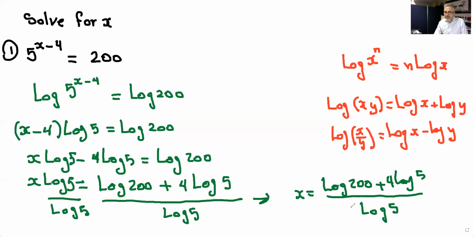And this is the exact value. If they want you to answer in decimal, just plug this into your calculator and solve. Just make sure you cannot cancel this log 5 with this log 5 because of that plus sign. That doesn't allow you to do that. And this is basically the exact value for the answer to this question.